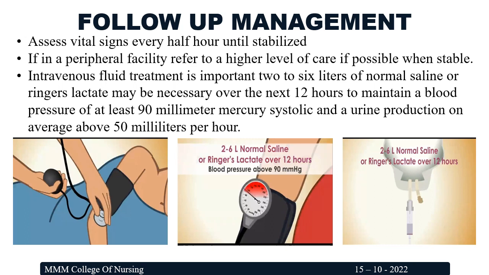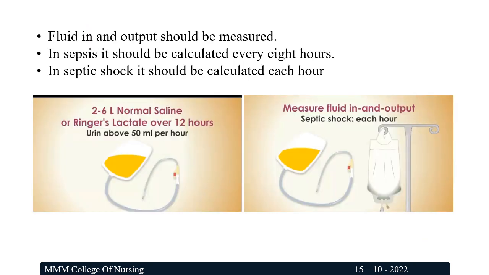Intravenous fluid treatment is important. I already told you that you have to give IV fluids, about 2 liters in an hour, and also you have to maintain the urinary output. How long do you have to maintain this input and output? Till you get a BP of 90 millimeters of mercury systolic, and the urine output improves to at least 50 milliliters per hour. Till then you have to do this follow-up management. Fluid in and out should be measured. In sepsis, it should be calculated every 8 hours. In septic shock, it should be calculated each hour.